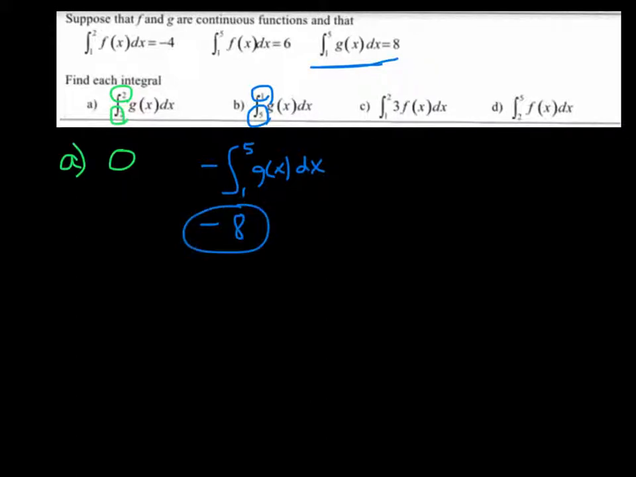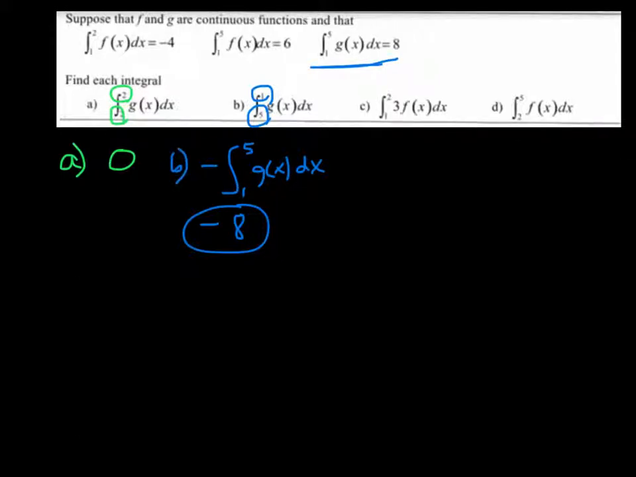Letter B, the integral from 5 to 1 of g of x dx. Okay, again, another property should be jumping out at me. I'm noticing that I go from 5 to 1, but the rule that was given was from 1 to 5. So I'm going to go ahead and rewrite this as the negative integral from 1 to 5 of g of x dx. And now I would say it's negative of 8. So -8 is your answer for letter B.